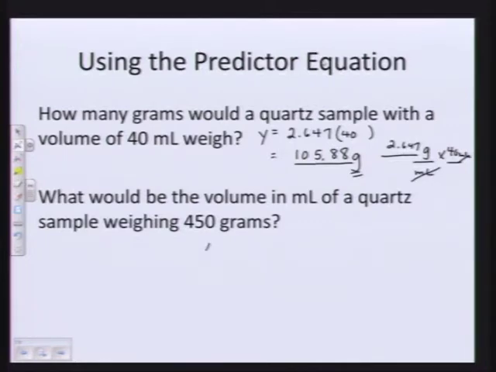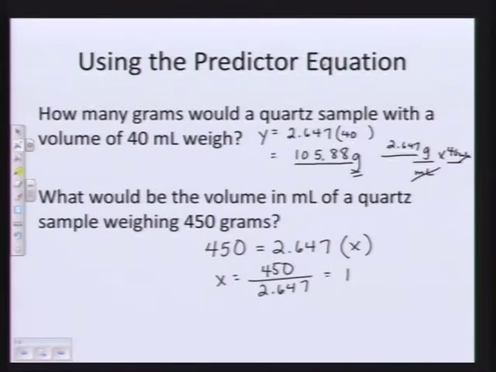So this time we know y. We know that it's 450 grams, and that should be equal to the density, 2.647, times the volume, which we're calling x. So to solve that simple one-step equation for x, we would divide 450 by 2.647, and that comes out to be right at 170 milliliters for the volume.